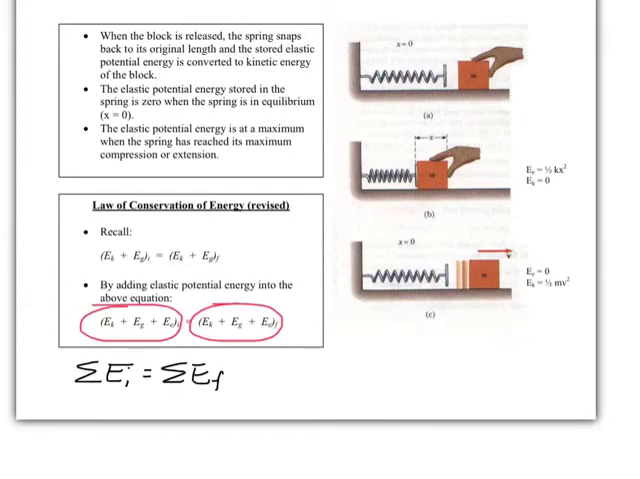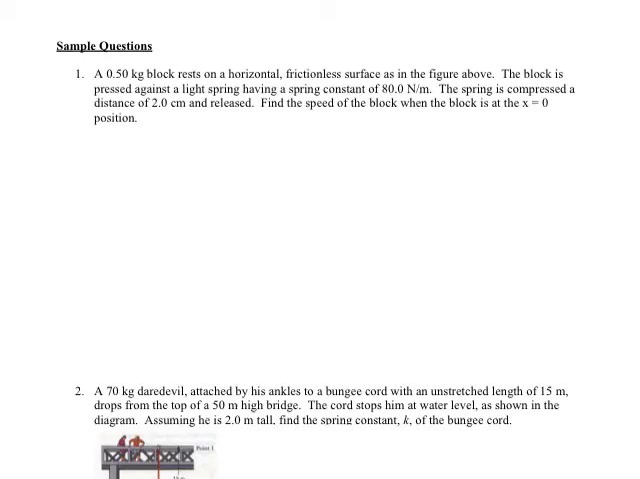If you turn the page over one more time, let's take a look at the first sample question. It says that a 0.5 kilogram block rests on a horizontal frictionless surface as in the figure from before. The block is pressed against a light spring having a spring constant of 80 newtons per meter. The spring is compressed a distance of 2 centimeters and released. Find the speed of the block when the block is at the x equals 0 position. And again, keep in mind x equals 0 basically means that we are at the equilibrium position.